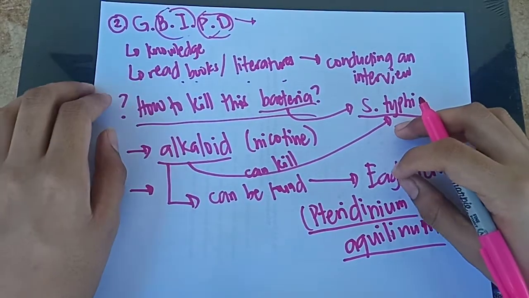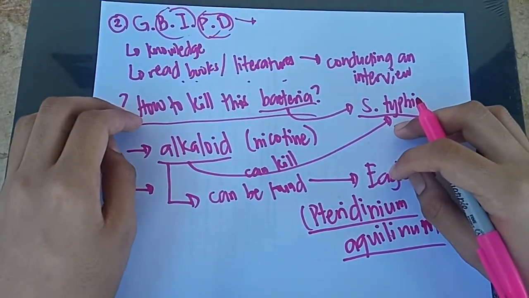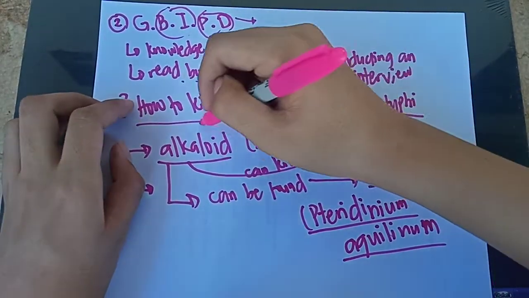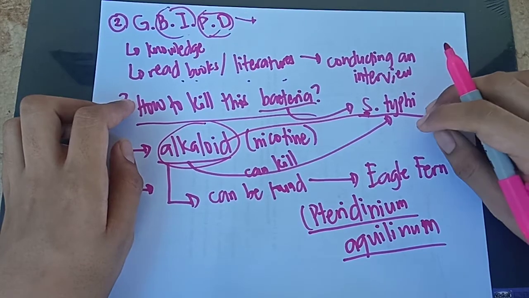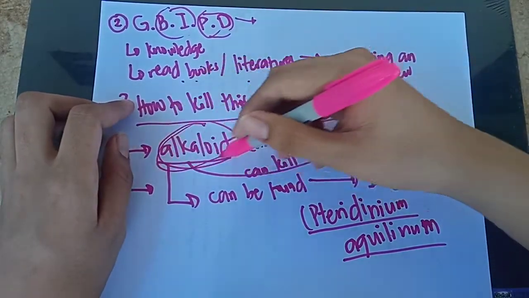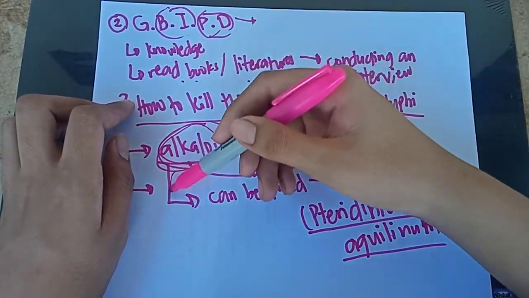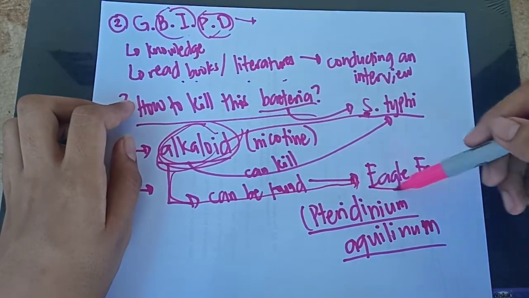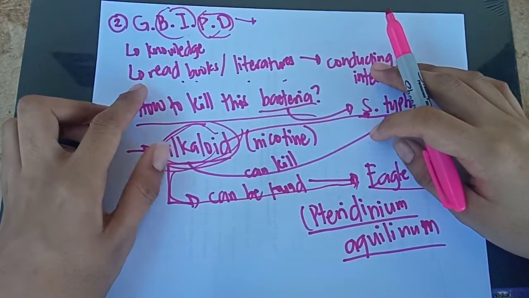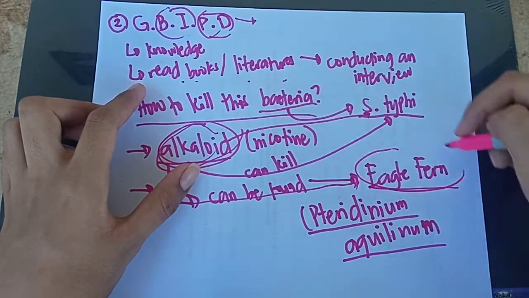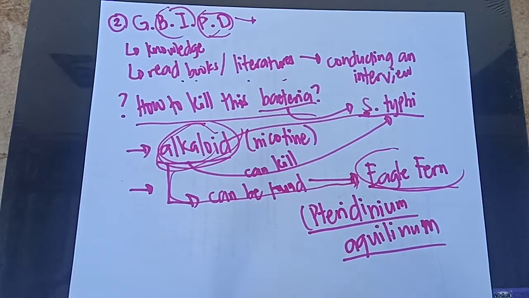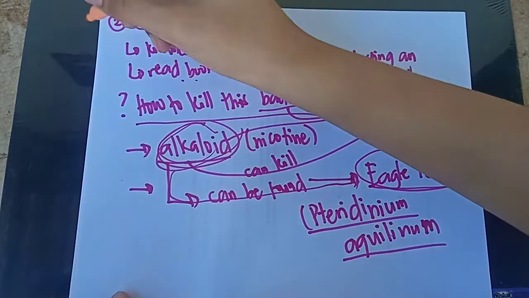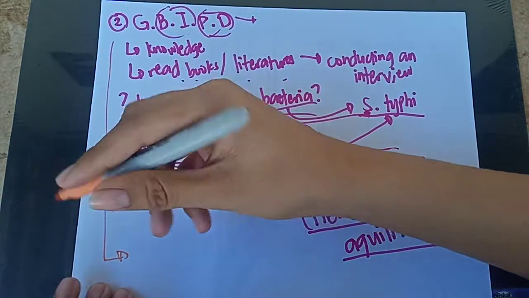Okay. So, in gathering basic information of data, you found out that alkaloid can kill the Salmonella typhi, which is the main cause of the problem. Now, you found out that this alkaloid can be found in a certain species of plant known as the eagle fern. So, using this basic information and preliminary data, we can now proceed to the third step of the research process, which is formulation of hypothesis.